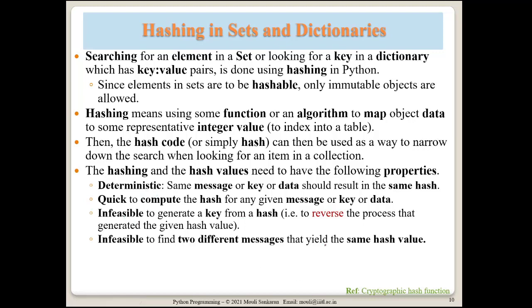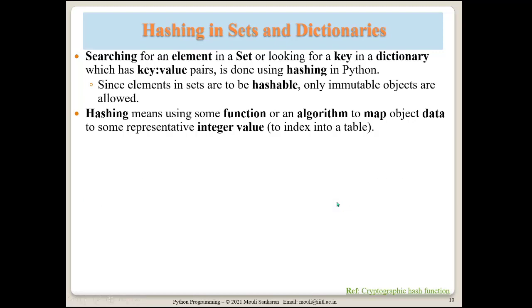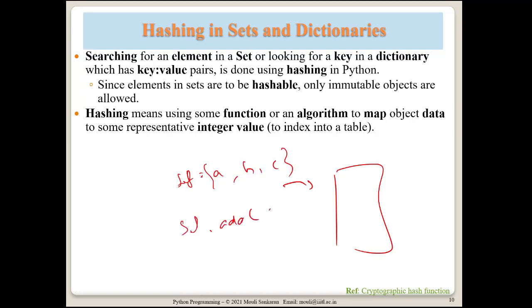You may be wondering, how does the set know whether a particular element is there or not? So you already have a set with A, B, C, and then you say add A. Now it is going to compute the hash function. A is going to be passed to it, and then this index is going to be used here.